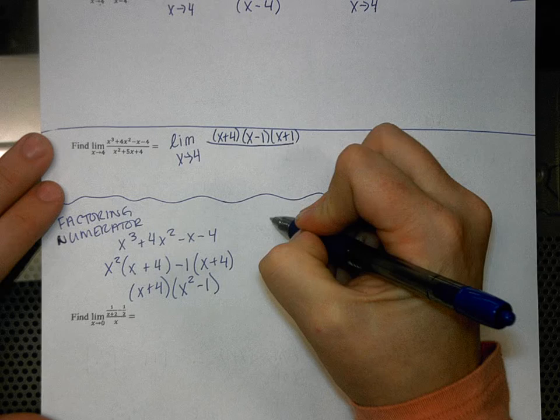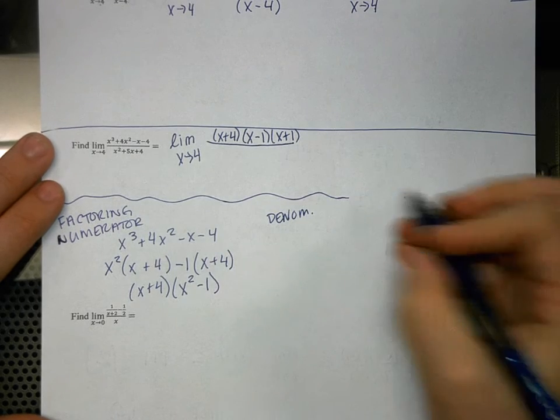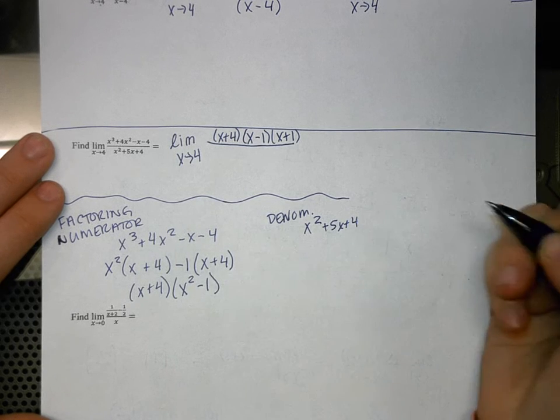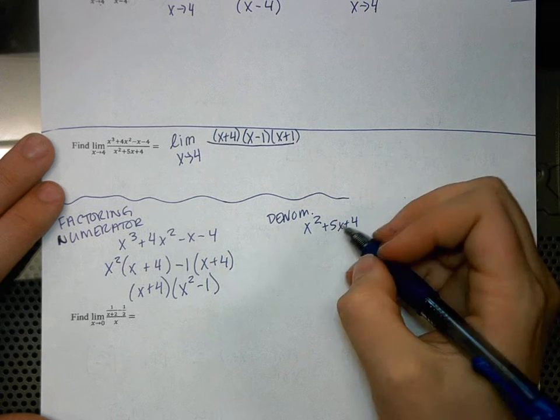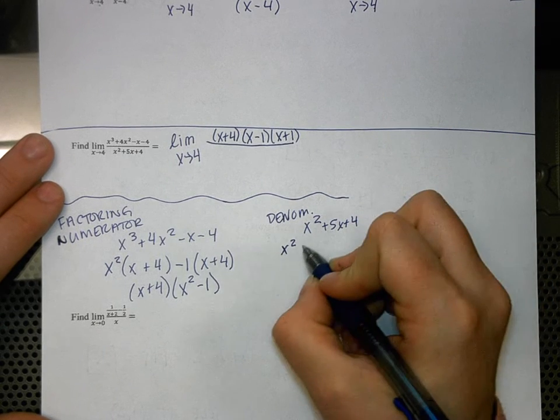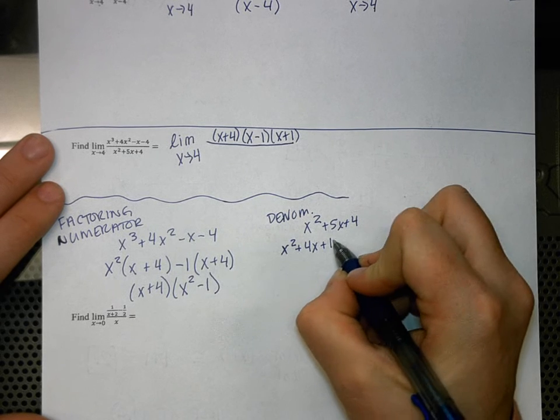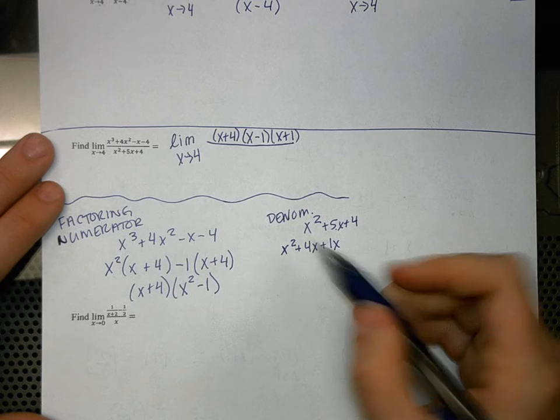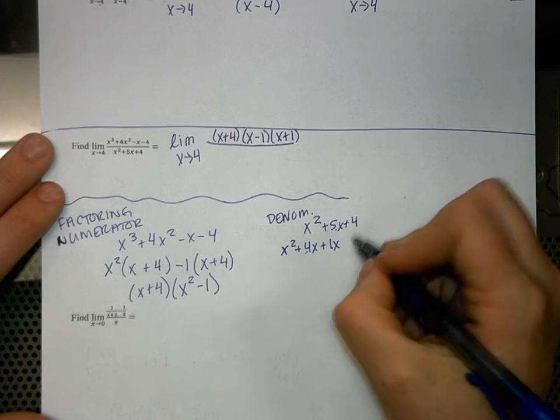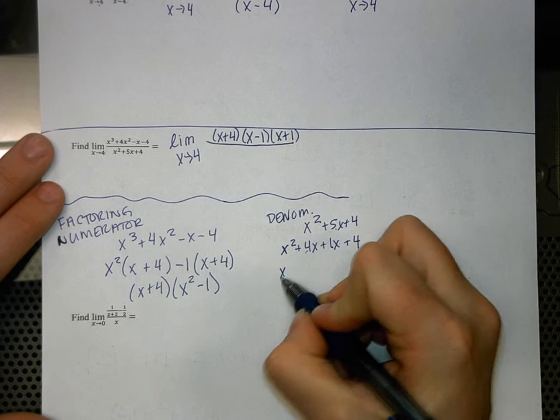And over here I'm going to factor my denominator. So I have x squared plus 5x plus 4. You might be able to do that right up here. I know that 4x plus 1x is 5x, and 4 times 1 is 4. So I can factor by grouping, or I can also use the short method on this problem.